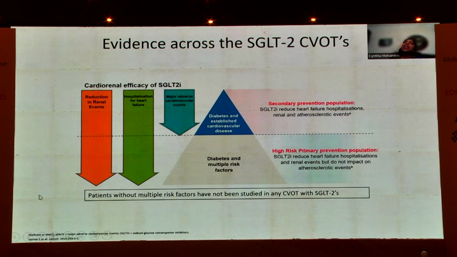So what is the evidence across the SGLT2 cardiovascular outcome trials? As you can see in the lower half of the pyramid, diabetes and multiple risk factors were studied, mainly with dapagliflozin, and SGLT2 reduces heart failure hospitalization and renal events, but does not impact atherosclerotic events for primary prevention. However, a majority of the population studied in the EMPA-REG trial had diabetes as well as established cardiovascular disease. And this was a secondary prevention population. In this population, SGLT2 reduces heart failure hospitalization, renal, as well as atherosclerotic events.